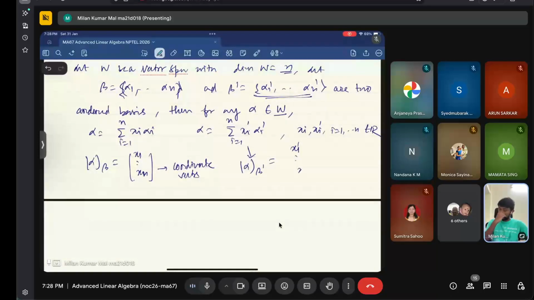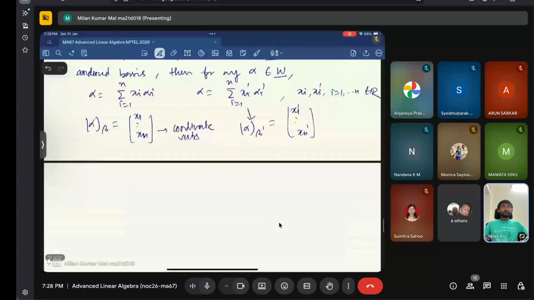Now, the question is, the alpha vector is fixed. I mean, W is the main vector space, alpha is an element there. Someone came with an ordered basis and another person came with another ordered basis, and you have two different ways of representing the coordinate vector. So, what is the relation that one can ask?